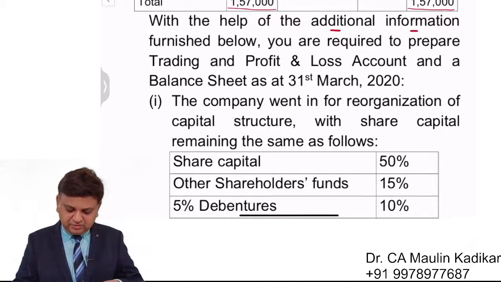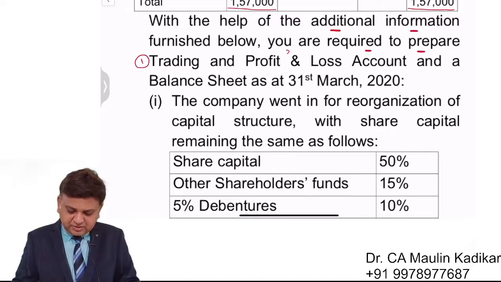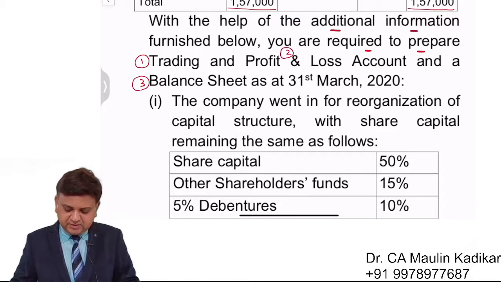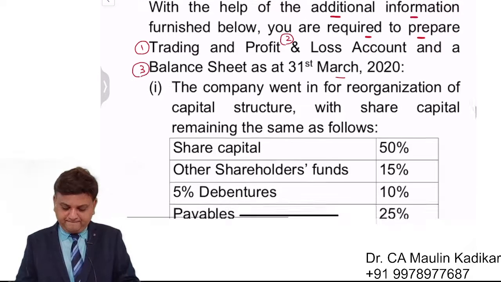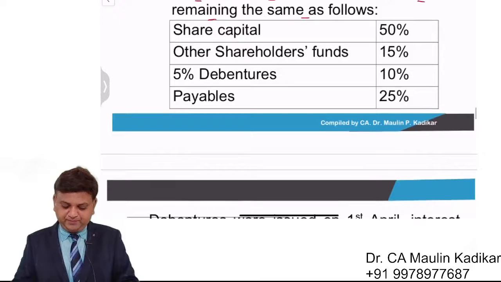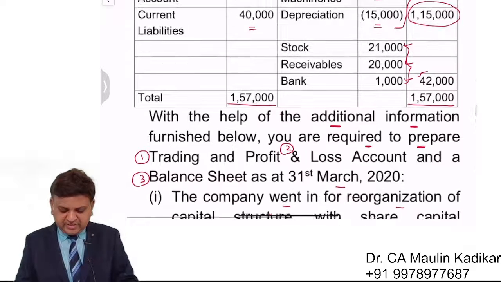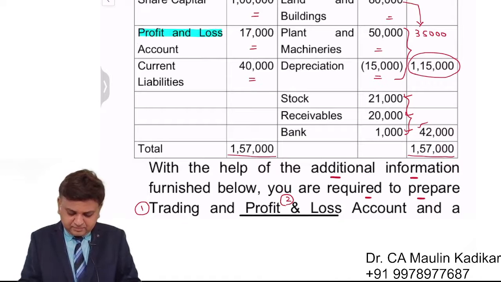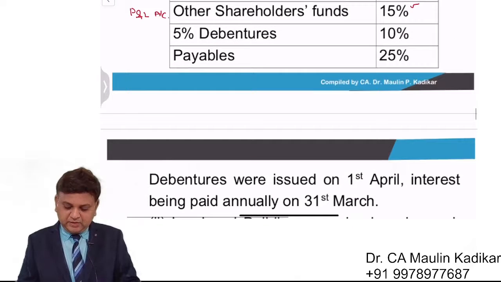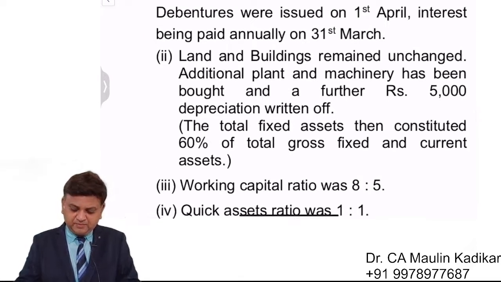With the help of additional information furnished below, you are required to prepare first, trading account, second, P&L account, and third, balance sheet as on 31st of March 2020. The company went in for reorganization of the capital structure with the share capital remaining the same as follows. Share capital 50%, other shareholders' funds 15%, and this is nothing else but the P&L account, because you can see that over here the P&L account information is given. Then debentures of 10%, creditors 25%. Debentures were issued on 1st of April, interest being paid annually on 31st of March.